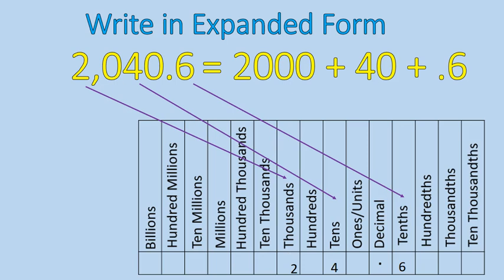The 4 is in the tens column. This 4 goes in the tens column. That means it represents 40. So I would write that down, 40. And the 6 in the tenths column is going to go there. So you notice when you write it out in expanded form, knowing the names that are given in the place value table are helpful. 2,000 plus 40 plus 6 tenths.